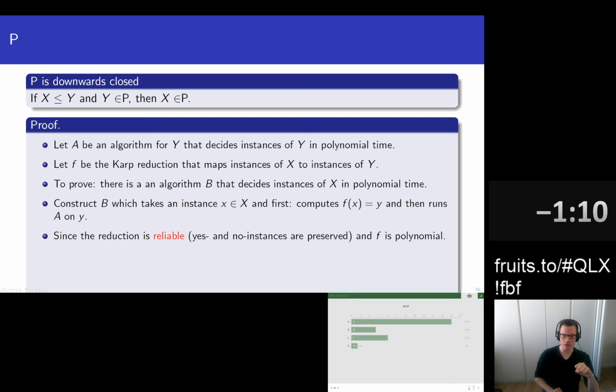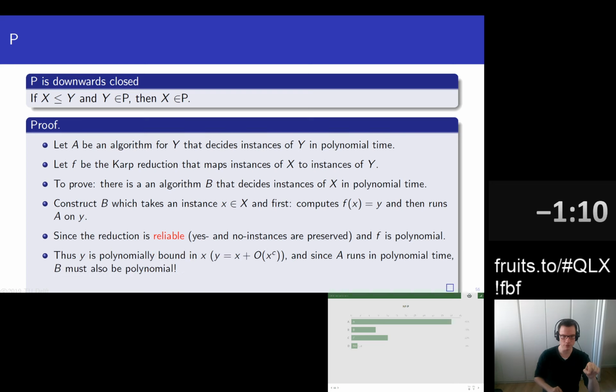Now, since the reduction is reliable, a yes instance remains a yes instance, and a no instance remains a no instance. And because this reduction is polynomial, I take polynomial time to transform the input. Okay, the input might become a little bit bigger, right? The size of y might be x plus some amount of extra stuff. Because our reduction requires polynomial time, it could use this time to make our input bigger, but only polynomially bigger. And if I then run a polynomial on a polynomial, I get something that is also polynomial time.